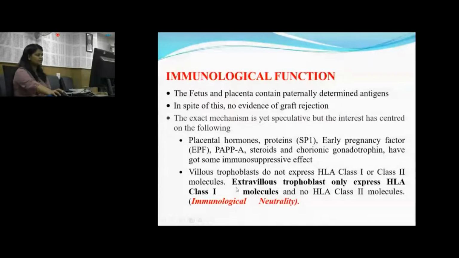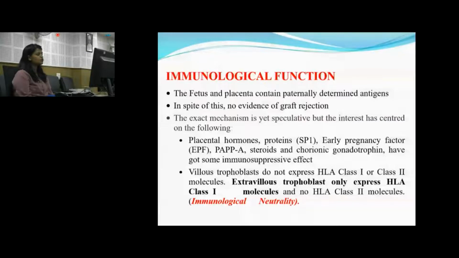Immunological functions of the placenta. The fetus and placenta also contain paternally determined antigens. In spite of this, there is no evidence of any graft rejection. The exact mechanism is not known, but there are various speculative theories centered on placental hormones, proteins, early pregnancy factors, PAPP A, and steroids, which have some immunosuppressive effects.